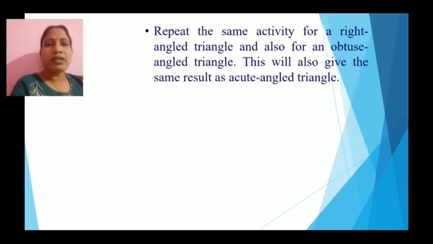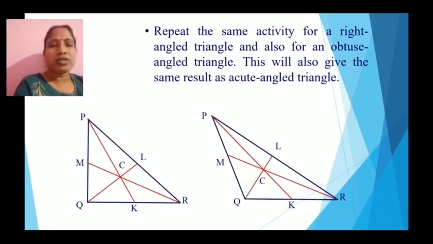So repeat the same activity for a right angle triangle and also for an obtuse angle triangle. This will also give you the same result as the acute angle triangle. So these are the figures of the right triangle and obtuse angle triangle. So let us go to the lab for doing this activity.